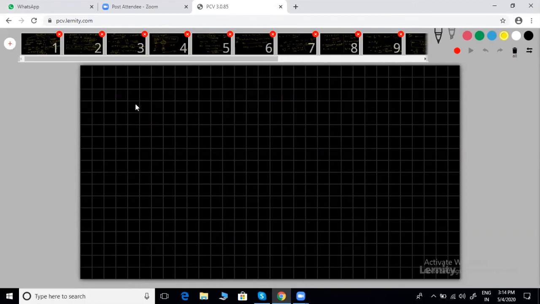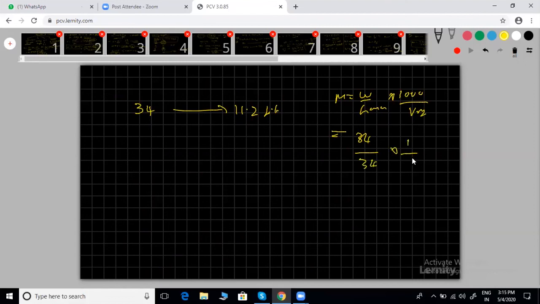But anyway, 34 grams they mention. This is per liter, meaning 11.2 liters. 34 grams is nothing but molarity. I can calculate weight by gram molecular mass into 1000 by VML. So weight is 34 grams, and the molar weight is also 34. For example, if I take 1 liter, you will get 1 M solution of H2O2.